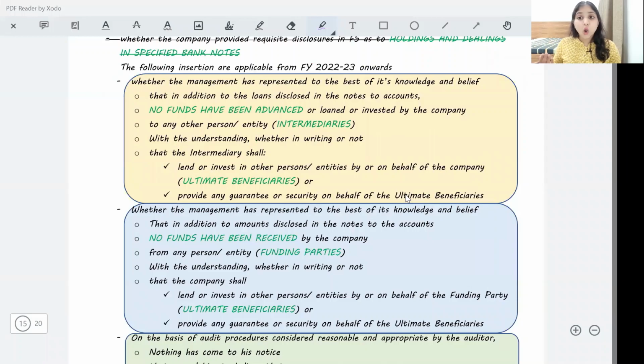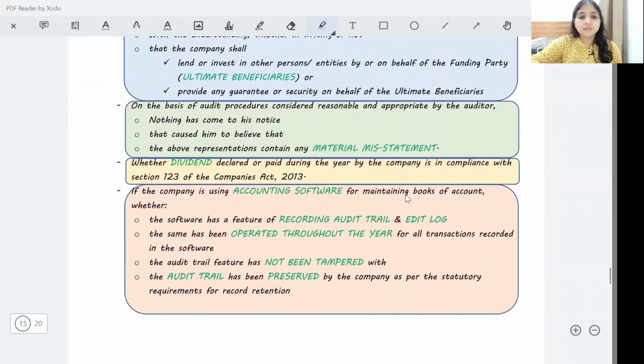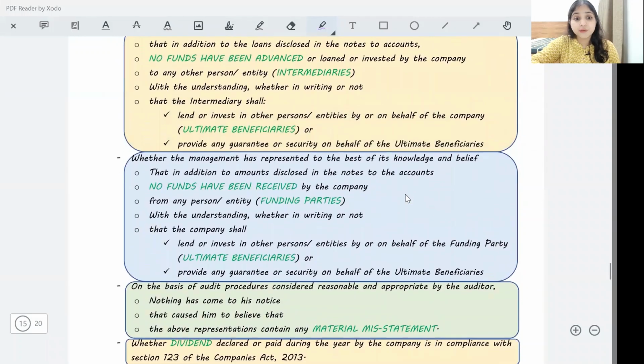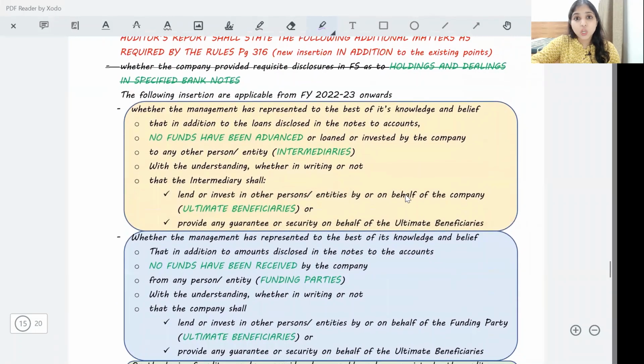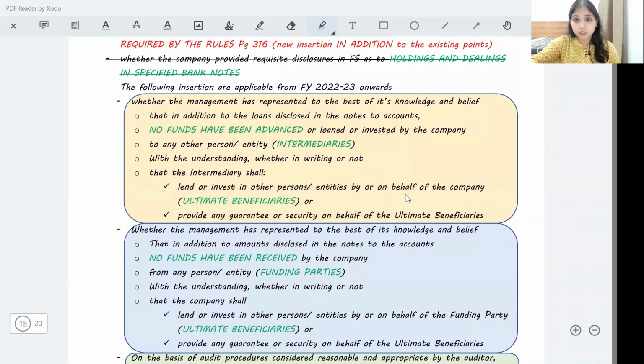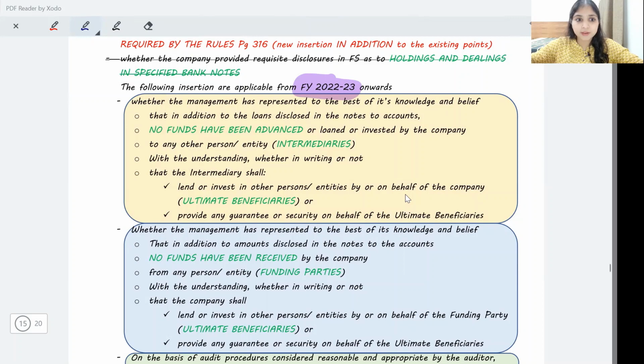In addition to all that, there are 5 extra points, which the auditor will have to write in the audit report financial year 22-23 onwards. We have five additional points to be written by the auditor in the audit report financial year 22-23 onwards. What are those 5 points? We are seeing one by one.